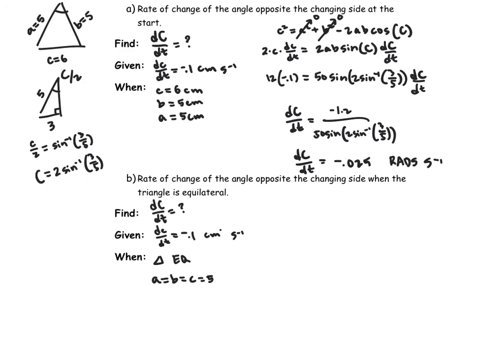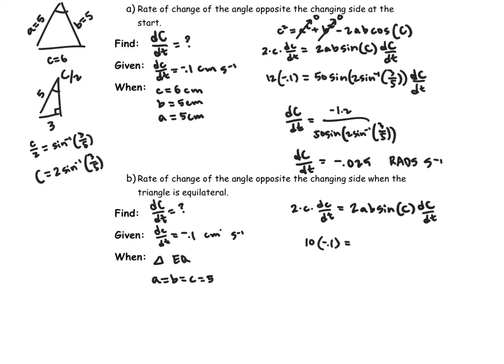Okay, so I'm going to skip right to it. I'm not going to write out the law of cosines. I'm just going to write out 2C dC/dt. Again, A and B are constant, so those are going to drop off. So I'll get 2AB sine of angle C times dC/dt. Okay, so if all three of those are the same value, I would have 2 times 5, which is 10. dC/dt is negative 0.1.